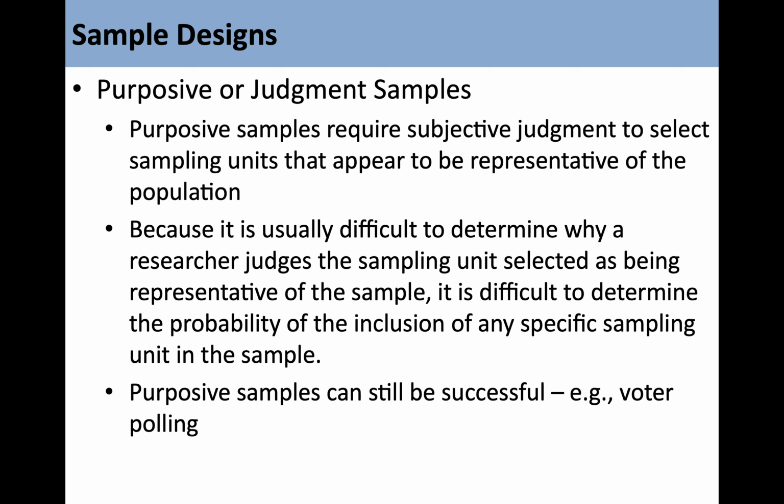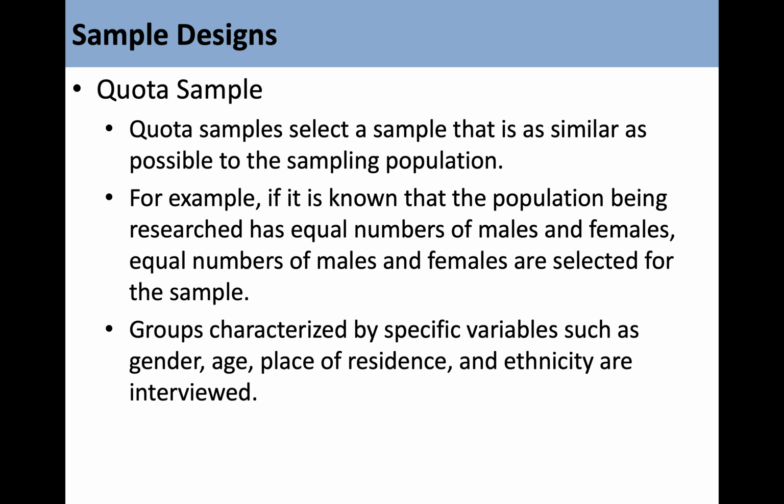Purposive or judgment samples. Purposive samples require subjective judgment to select sampling units that appear to be representative of the population. Because it is usually difficult to determine why a researcher judges the sampling unit selected as being representative of the sample, it is difficult to determine the probability of the inclusion of any specific sampling unit in the sample. Purposive samples can still be successful, for example, voter polling.